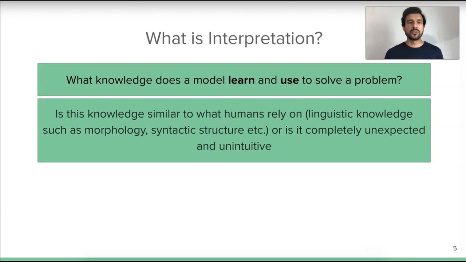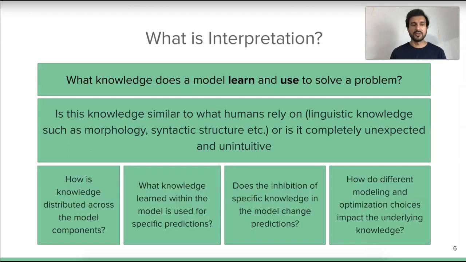This can further lead to more fine-grained questions. For example, how is knowledge distributed across the model components? What knowledge learned within the model is used for specific predictions? Does the inhibition of specific knowledge in the model change predictions? And how do different modeling and optimization choices impact the underlying knowledge that the model learned about the task?